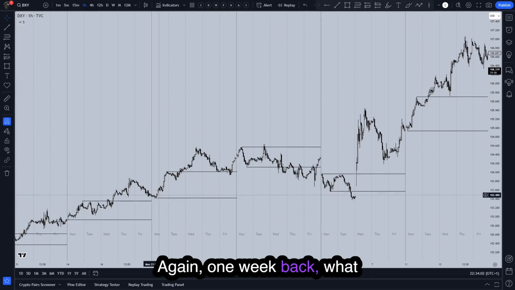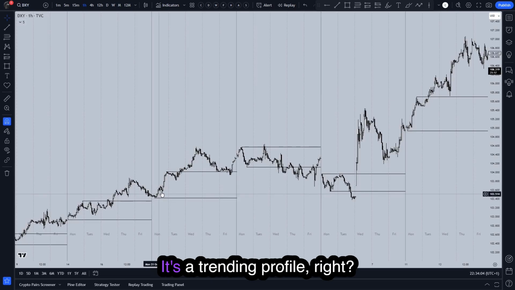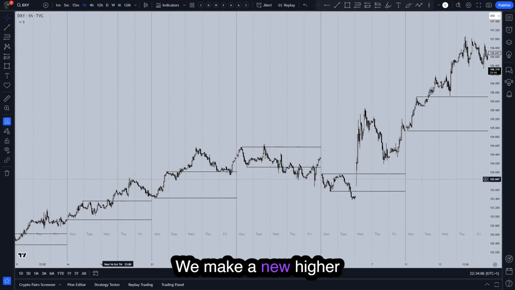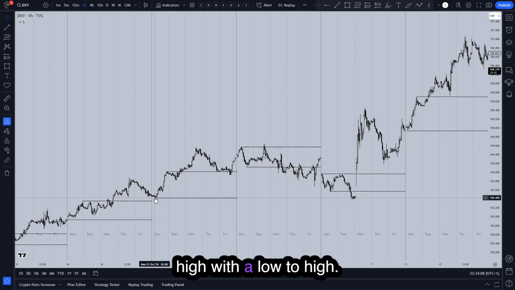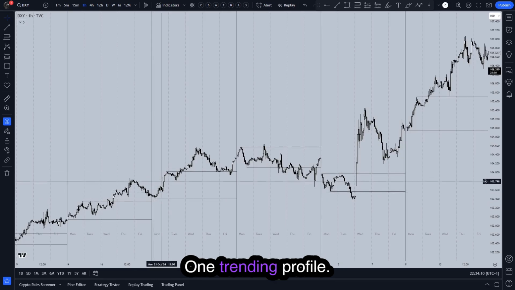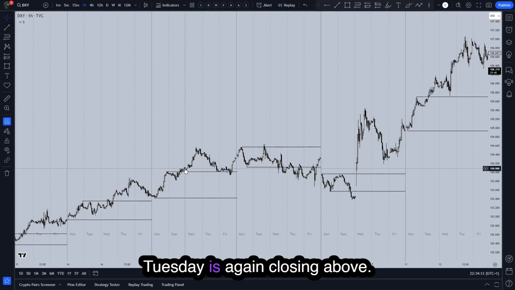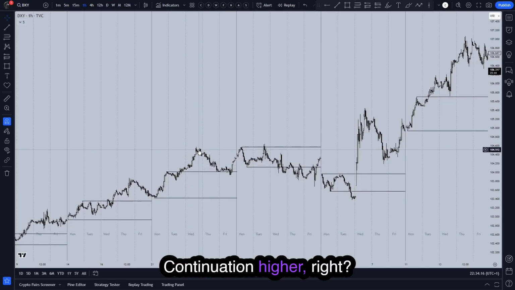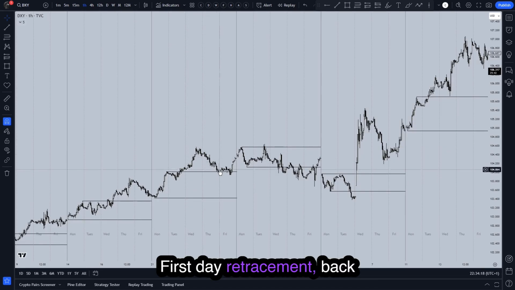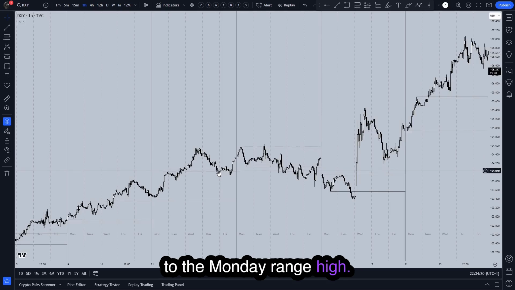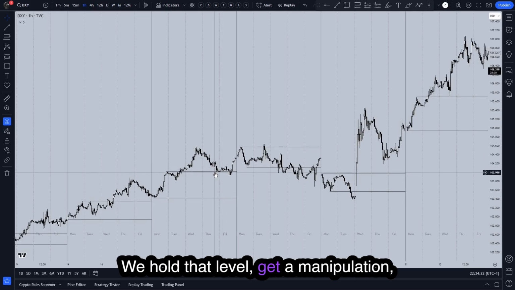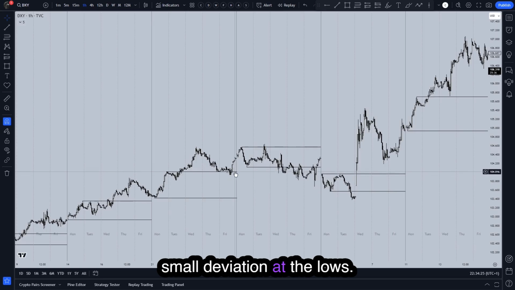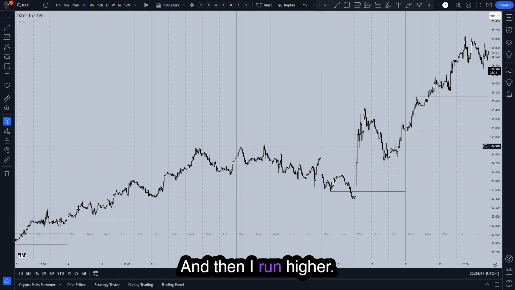Again, 1 week back, what do we have on Monday? It's a trending profile, right? We make a new higher high with a low to high, one trending profile. Tuesday is again closing above. What is Wednesday? Continuation higher, right? First day retracement back to the Monday range high. We hold that level, get a manipulation, a small deviation at the lows, and then a run higher.